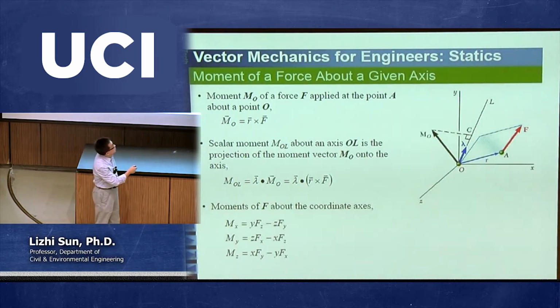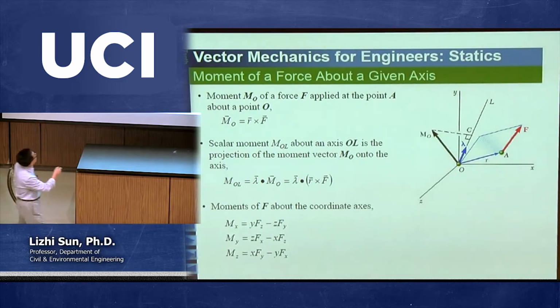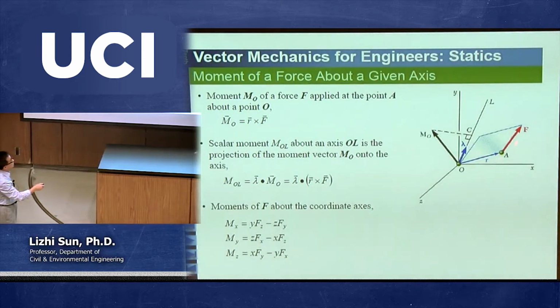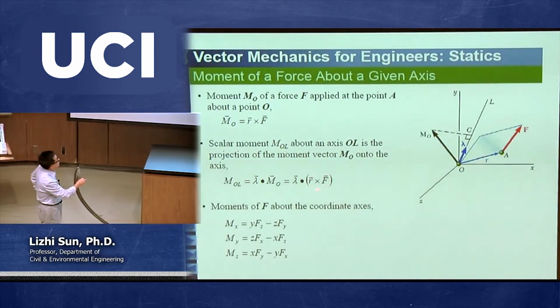Let's say point O. So then you need to first calculate the moment of this force about this point O. That's the first kind of moment. That is R cross F. R is the distance vector from O to point A, which is the point the force is applied on. So that's R, and then cross F. So this is the first kind of moment.